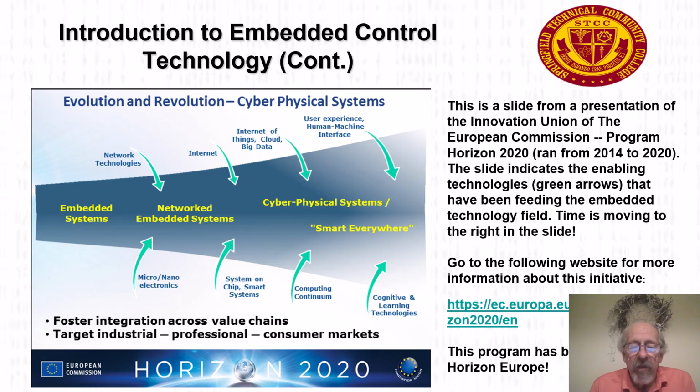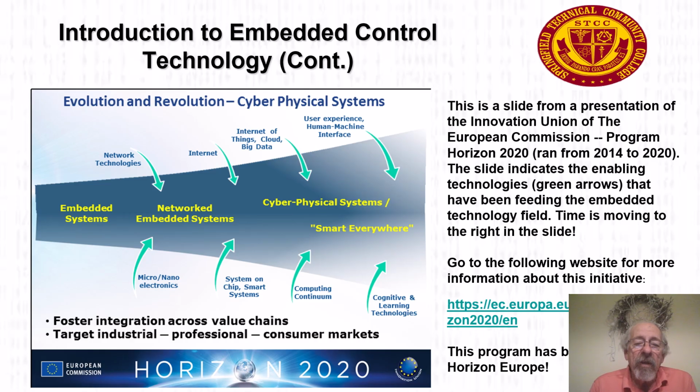Time is moving to the right in the slide. So on the far left of the slide, you see the start of embedded systems. Then what happens is network technologies came along, i.e. the Internet. Micro nano electronics became more sophisticated, and we started to have networked embedded systems. On the top you see the next green arrow is the Internet. On the bottom you see systems on a chip or smart systems. So again, the technology keeps moving along forward.